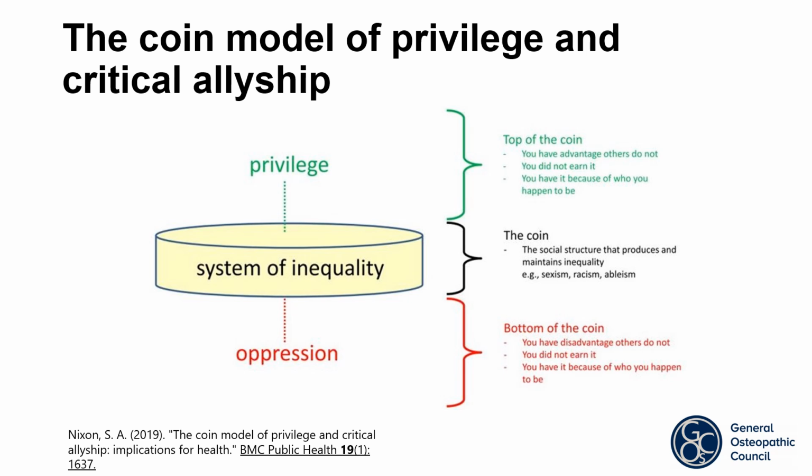On the lower part of the coin, this is where oppression happens. And this is where people have disadvantages that others don't have. They didn't do anything to earn that oppression, and they have it because of who they happen to be. And that is due to the social structure on which our society is built that produces and maintains inequality. And that could be related to sexism, racism, ableism, homophobia.